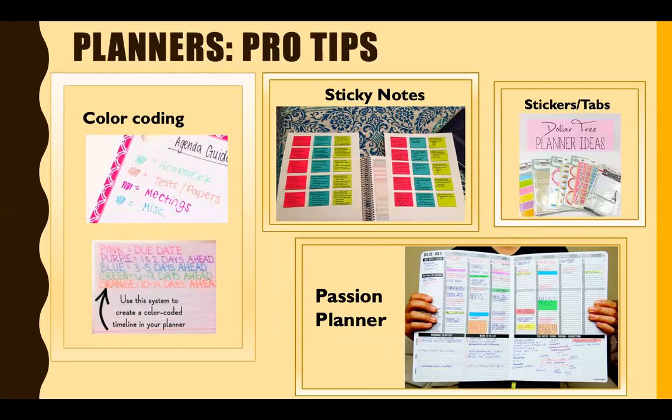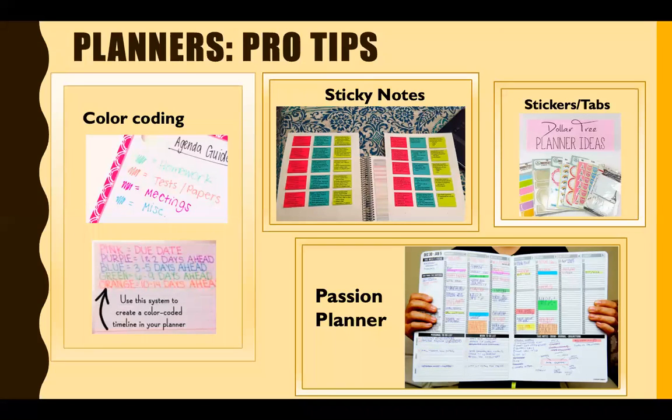So this is for my analog people, my people who like to write things down. These are just some pro tips. People have all sorts of ways that they use and organize their planners. Some people are very minimalistic, while other people like to create their own systems with color coding, sticky notes, stickers, and tabs. You name it, they do it. There's no wrong way to do it. There's no right way to do it, as long as you're being consistent and have your own routine.